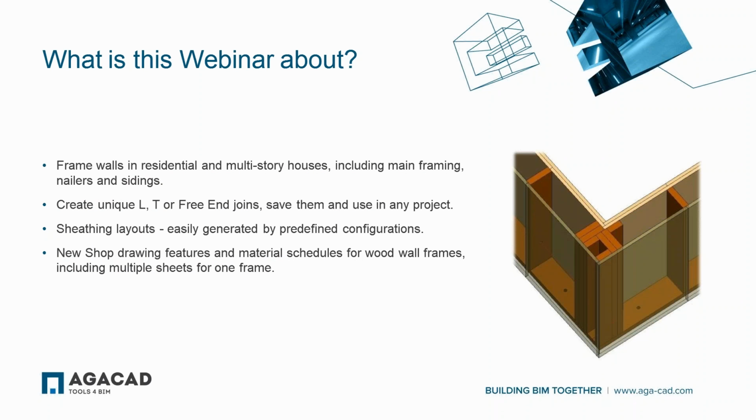So today we're going to have a webinar about how to frame, it doesn't matter, residential or multi-story houses, including main framing, nailers, and sidings. Then we're going to create several unique T, L, or free end joints. Then we're going to save them and use them in different project places. Then we're going to make a sheeting layout automatically, which will be very simple.